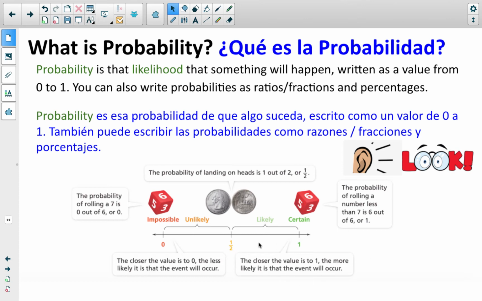If something is half, like flipping a coin, that is a 50-50 chance. That is just as unlikely as likely, or neither likely nor unlikely, or it can also be referred to as equally likely. If you're pulling marbles out of a bag and there's the same amount of each color, that would also be at that 50-50 mark.